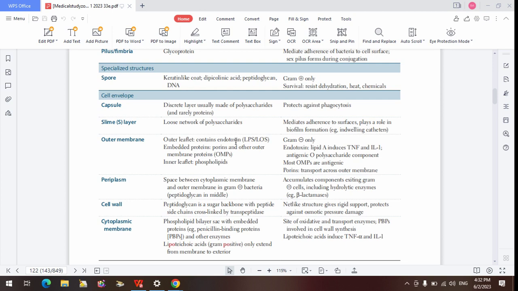So for the LPS, we are talking about organisms like E. coli and the majority of the gram-negatives: E. coli, Klebsiella, and other ones.